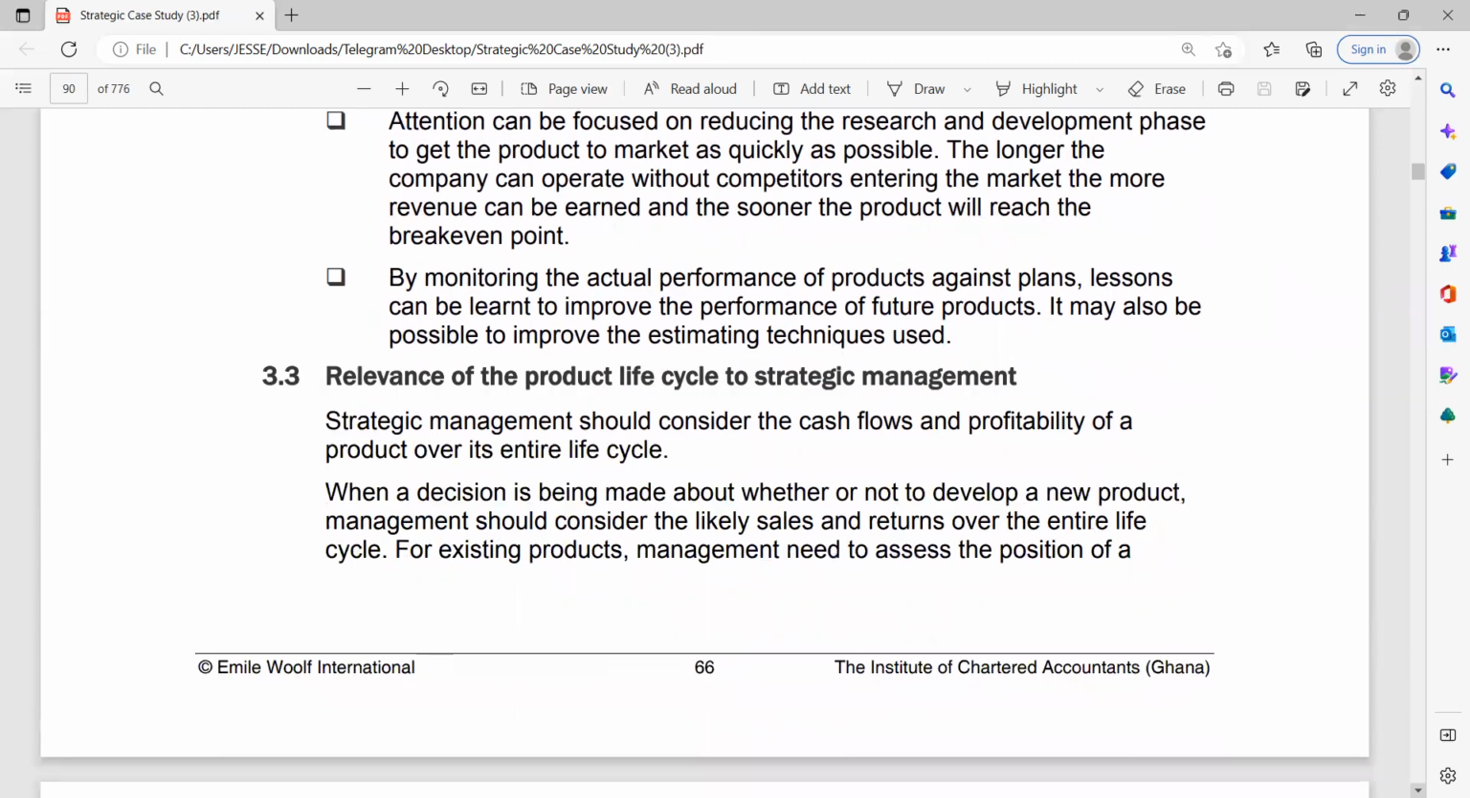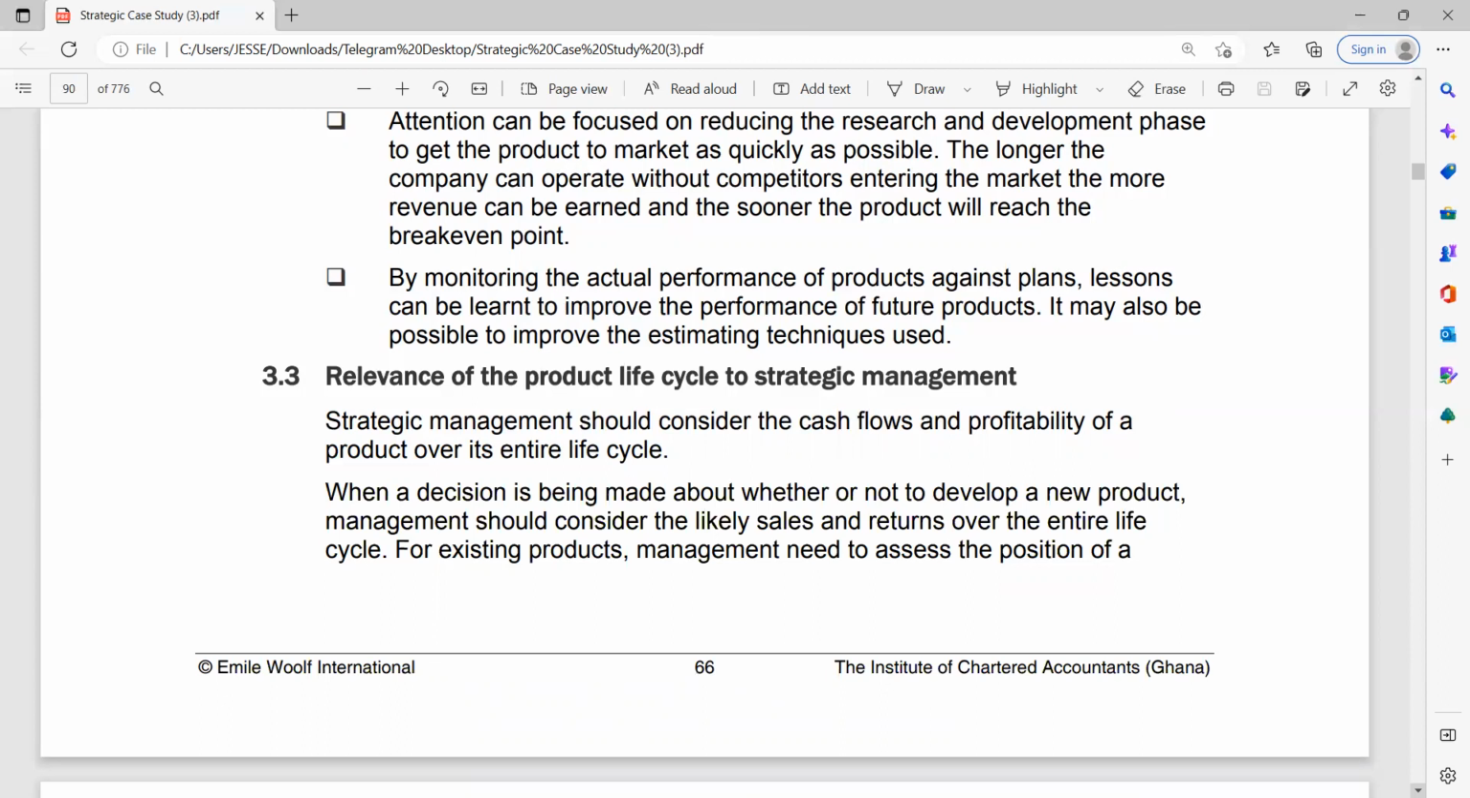Now, let's move on to the relevance of the product lifecycle to strategic management. Strategic management should consider the cash flows and profitability of a product over its entire lifecycle. Very, very important. When a decision is being made about whether or not to develop a new product, management should consider the likely sales and returns over the entire life cycle, right?